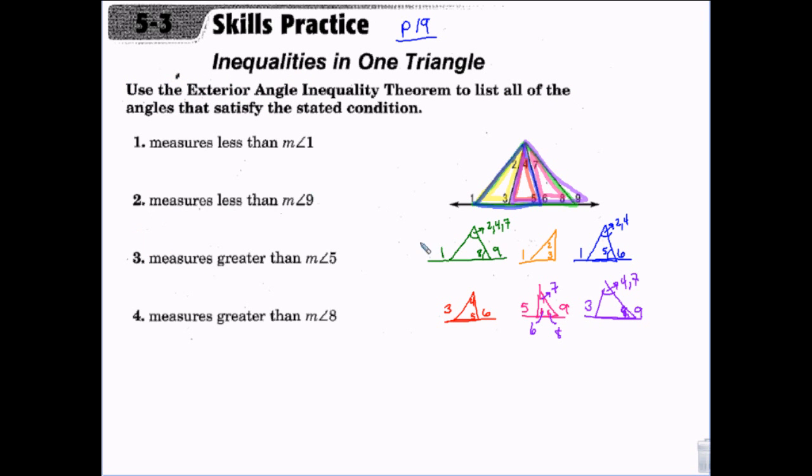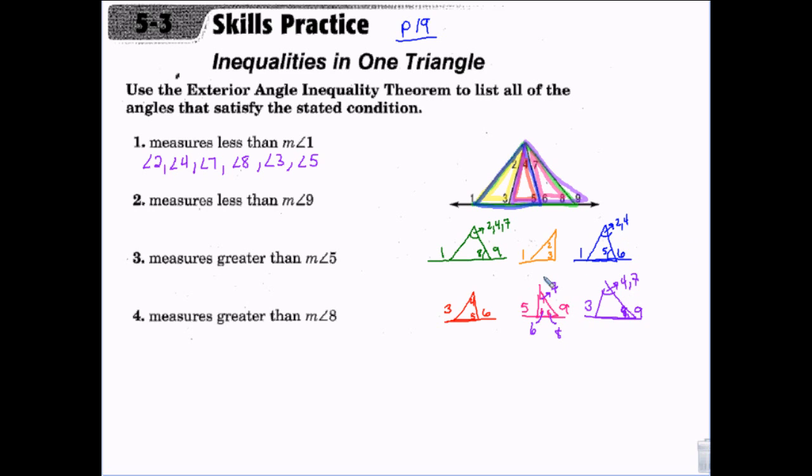Okay, so for this one, angle 1, in the green triangle we have 2, 4, and 7. And angle 8 here, because these are on the opposite side. And then in the orange triangle we have 2 and 3. Well, we already listed 2, so 3. And then in the blue triangle we have 2 and 4 and 5. We already listed 2 and 4, so we can just say 5. Questions on that one?